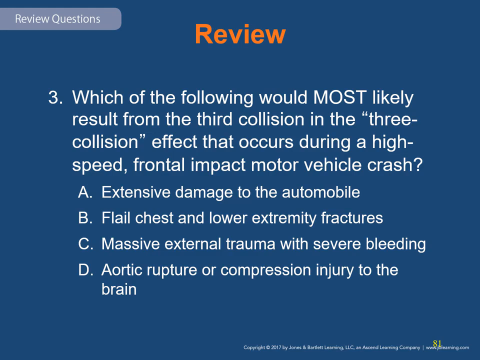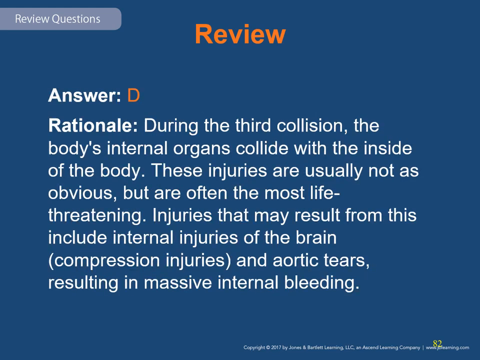Review question 3. Which of the following would most likely result from the third collision in the three collision effect that occurs during a high-speed frontal impact motor vehicle crash? A. Extensive damage to the automobile. B. Flail chest and lower extremity fractures. C. Massive external trauma with severe bleeding. D. Aortic rupture or compression injury to the brain. The correct answer is D.